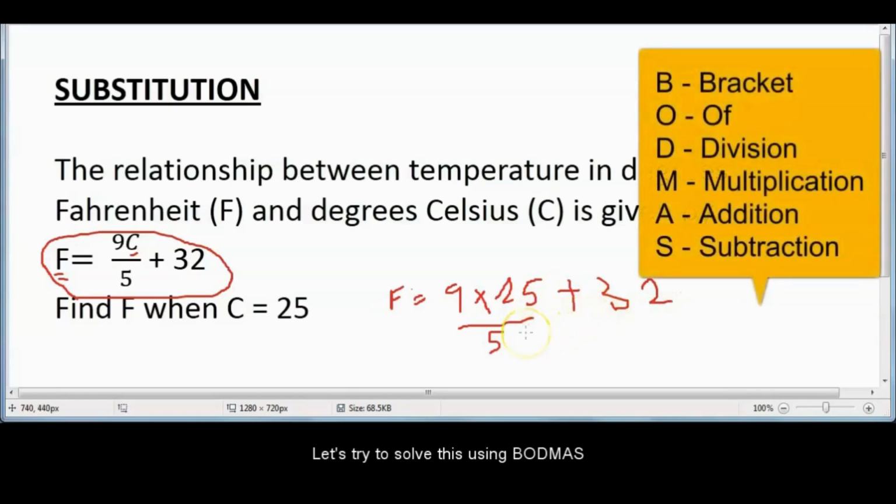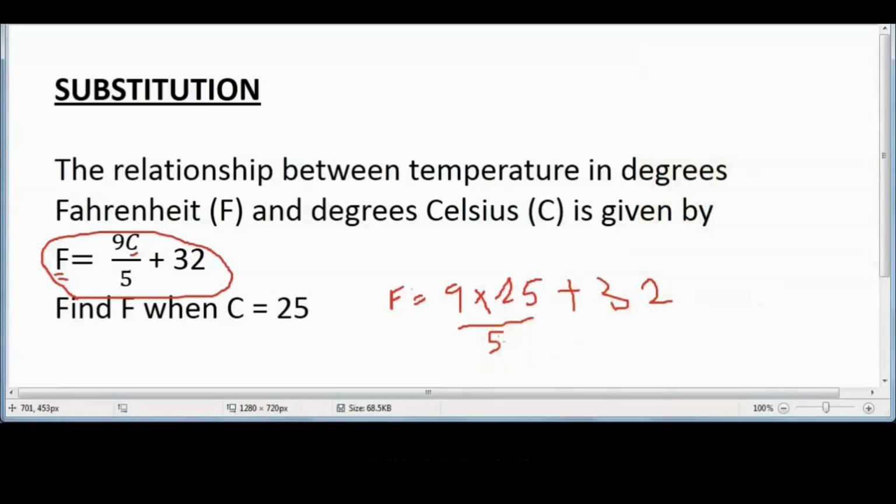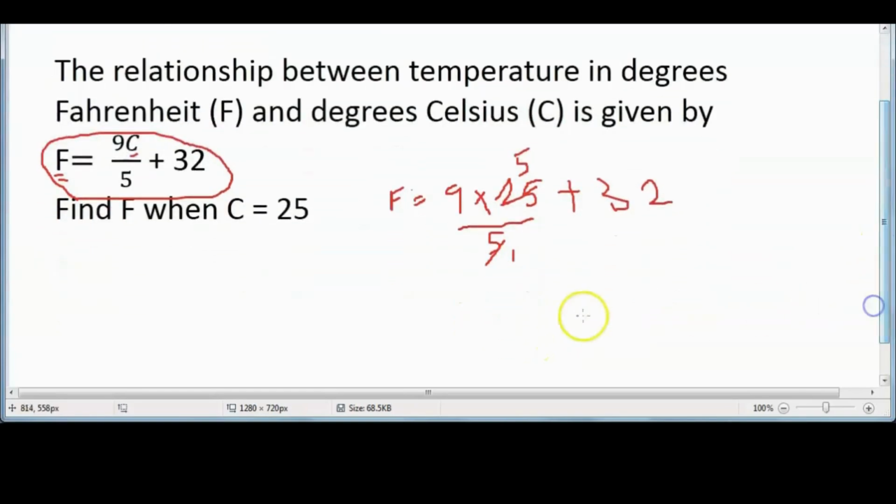Let's try to solve this using BODMAS. Division comes first before multiplication, or the other way around. So 5 into 25 is 5. So this now becomes 9 multiplied by 5 plus 32.